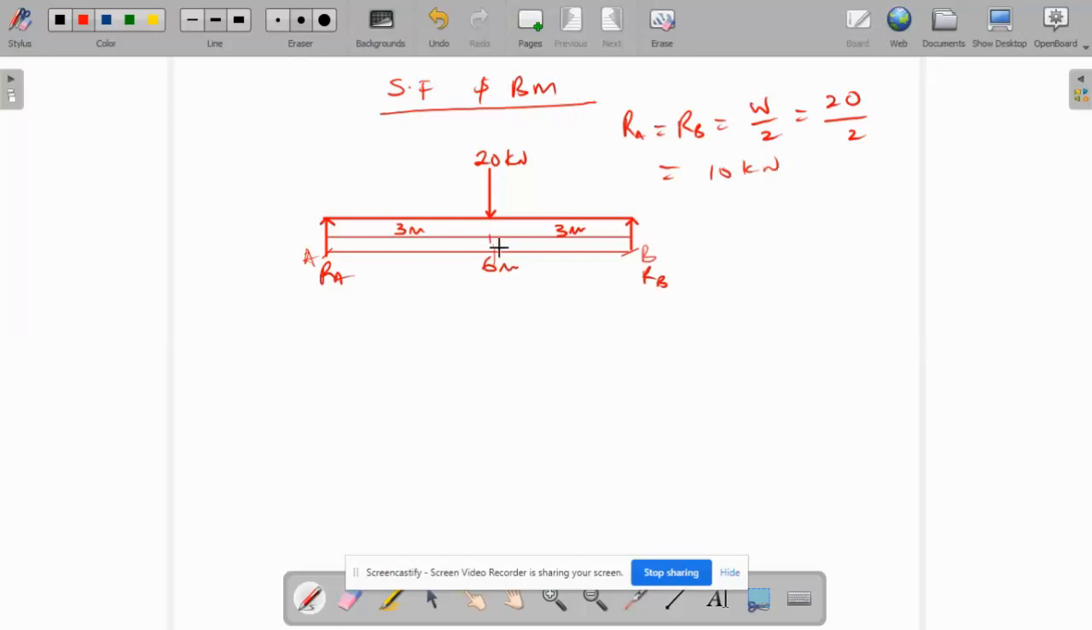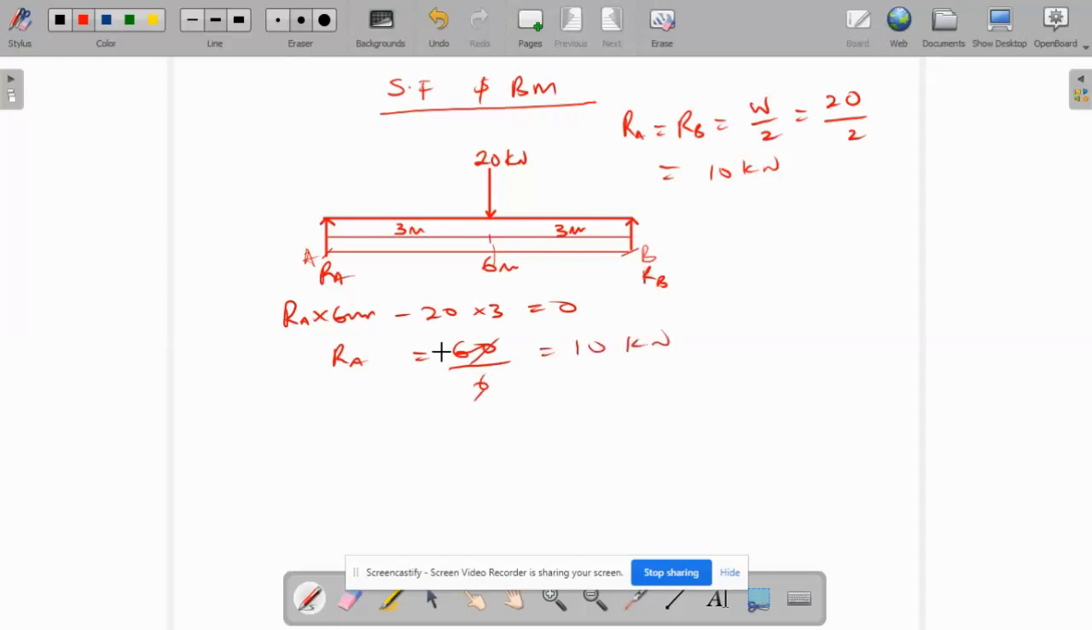If we still take moment about B, we can find reaction A. This will be reaction A times 6 meters minus 20 times the lever arm, which is 3 meters, is equal to 0. Here we have reaction A will be equal to 60 over 6, because we divide both sides by 6. So reaction A will be equal to 10 kilonewton.